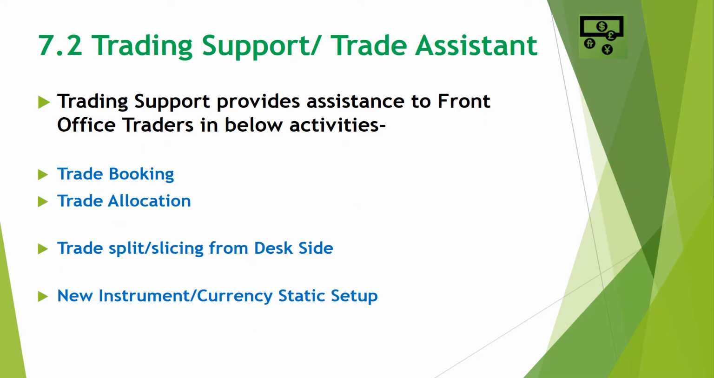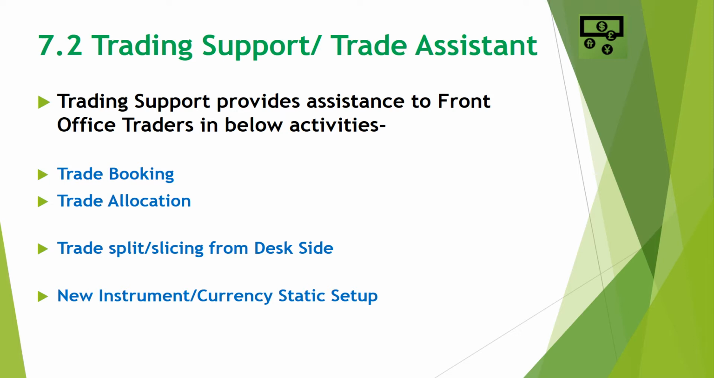Now, coming to the roles and responsibilities of a trading support or a trade assistant. Trading support personnel will provide assistance to front office traders in below mentioned activities. Trade booking. Once an order is executed, the middle office person will look into the trade bookings. While booking the trade, the middle office personnel will check if the booking information in the trade is correct, whether the accounts are correct, whether the counterparty information is correct, and whether the executing price is correct or not. If there is any discrepancy, the middle office personnel will raise that to the front office desk.